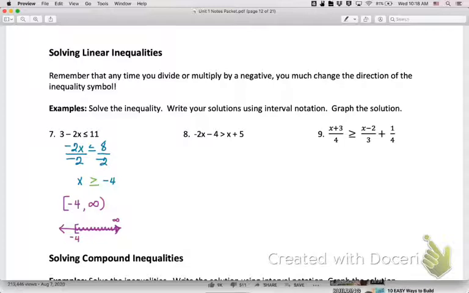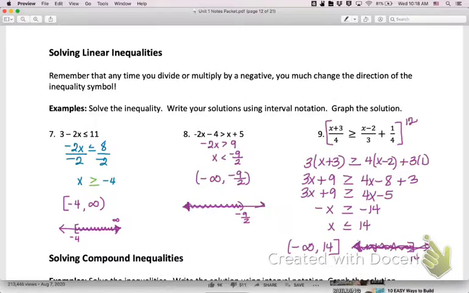So again, please pause the video, try examples 8 and 9, and then come back here for the answers in about 2 seconds. All right, here are your answers. You ended up needing to switch the sign on every single one depending on how you set it up. And so those are your intervals and graphs.